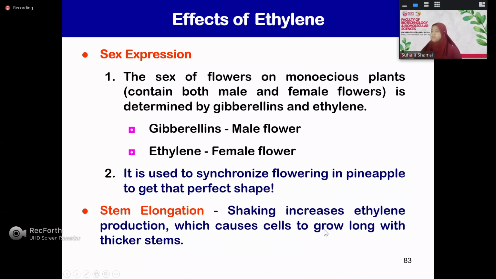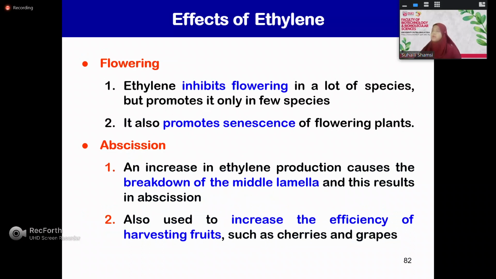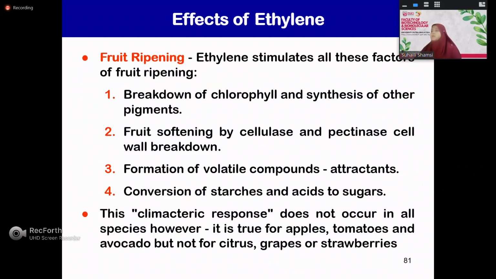And stem elongation: shaking increases ethylene production, which causes cells to grow along with curved stems. So ethylene has a lot of functions. And again, just like gibberellic acid, it also works together with auxin. And these are the processes that I think are one of the important roles of ethylene, which is supporting food ripening. And what are the processes that occur in order to support that food ripening itself?